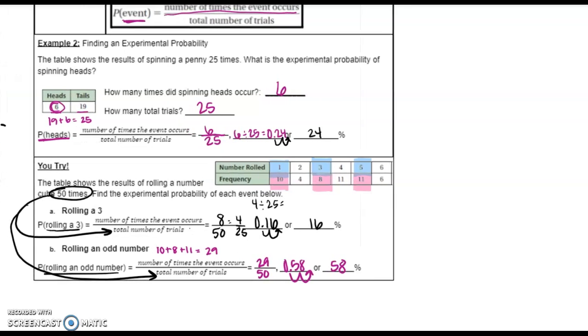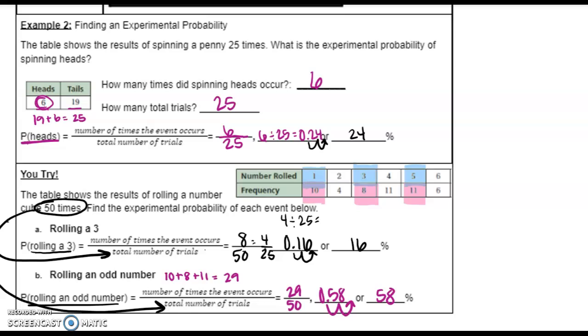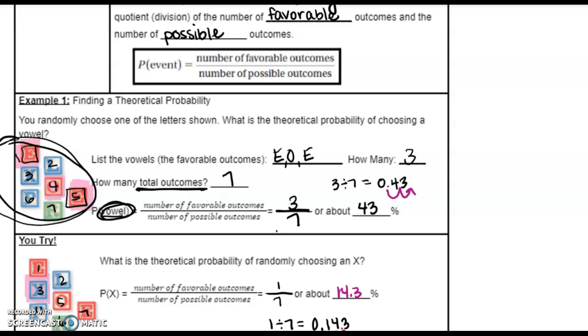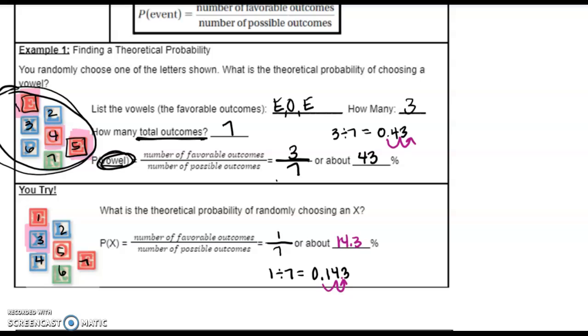So just remember, experimental probability is when we actually conduct an experiment, or somebody has actually conducted an experiment. And so this is based off of what we saw as our results, while theoretical is based off of what we would expect to happen. We don't actually test it out ourselves.